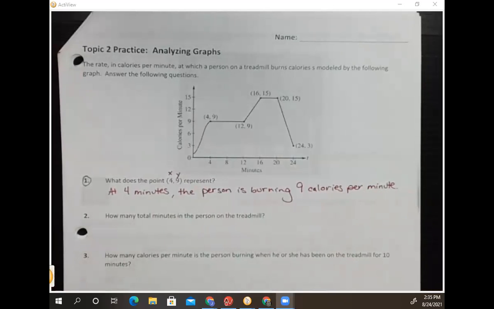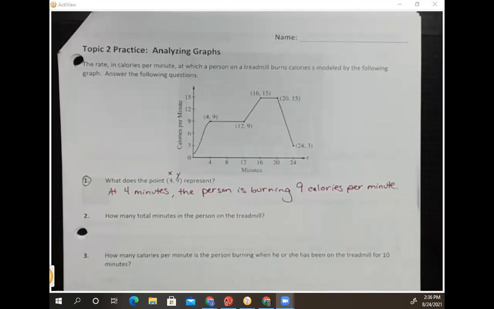Anytime we're interpreting a point in the context of the problem, that means that we're essentially going to make sure we've assigned the correct labels to the X value and the Y value, okay? You could have also had the person is burning 9 calories per minute at 4 minutes. So kind of flipped, as long as we've got 9 calories per minute and 4 minutes as our sort of mark on how far we are into our workout on the treadmill. Questions on number 1?